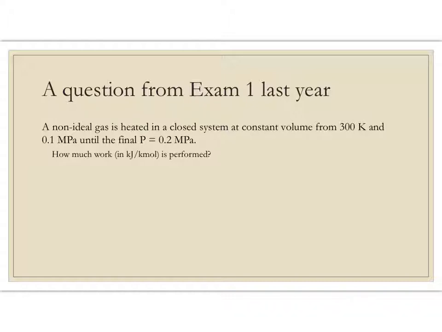We have a non-ideal gas heated in a closed system at constant volume from 300 Kelvin and 0.1 megapascals to a final pressure of 0.2 megapascals. And we want to know how much work is performed. So work for a closed system, right? Okay, that's important. For a closed system, work is equal to negative P dV using the chemist sign convention.